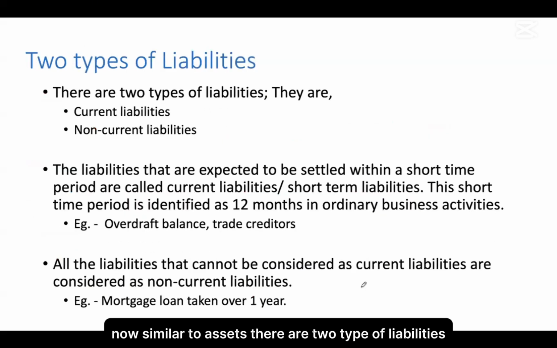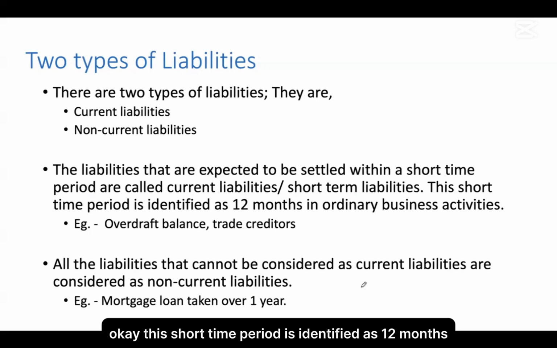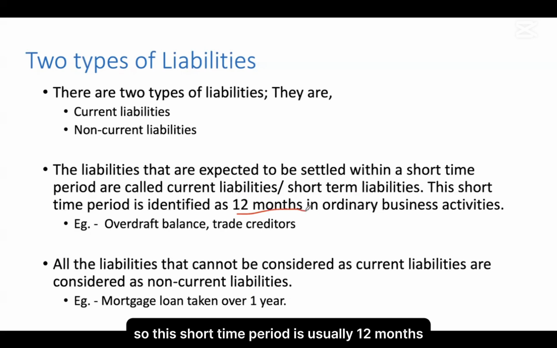Similar to assets, there are two types of liabilities: first, current liabilities, and second, non-current liabilities. The liabilities that are expected to be settled within a short time period are called current liabilities. This short time period is usually 12 months.